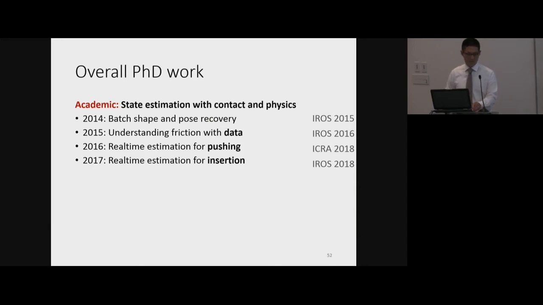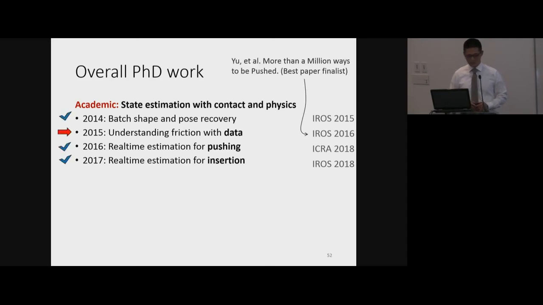So with this slide, I want to mention something that I didn't talk about in this presentation. We talked about three things here, but there's a pretty important work where I collected a large-scale experimental data set for understanding pushing. In real-world pushing, we know there's lots of uncertainty happening, but we want to quantify how much uncertainty that is. It was published in IROS 2016 with the title More Than a Million Ways to be Pushed, and it was nominated for a Best Paper award.